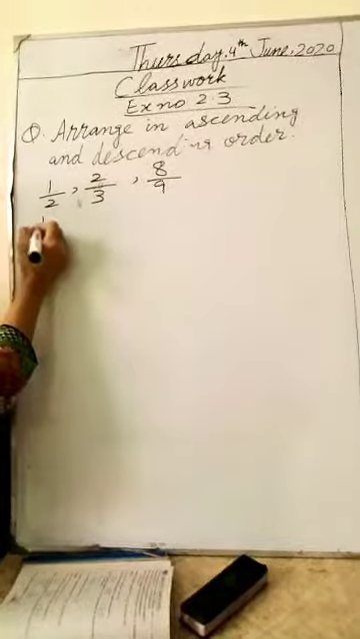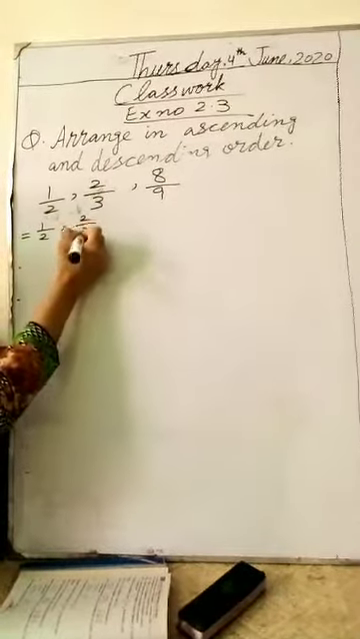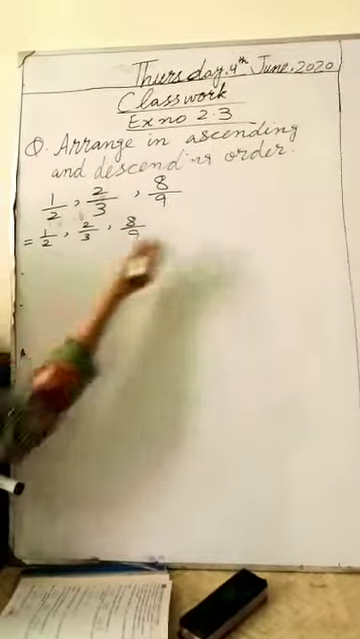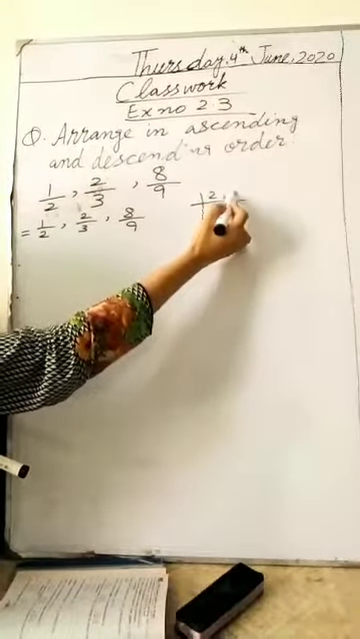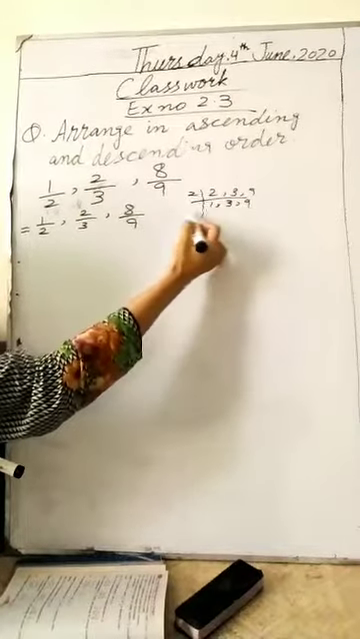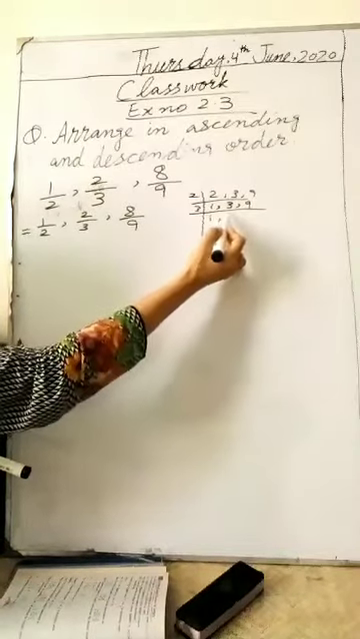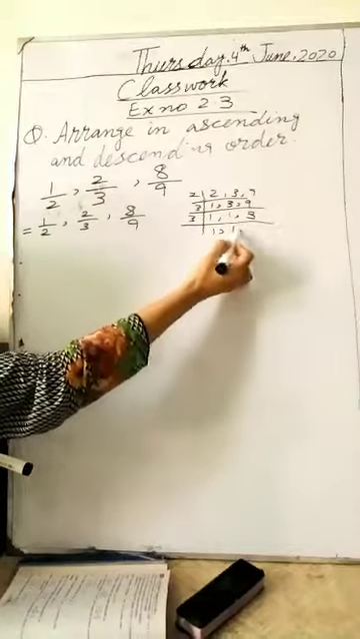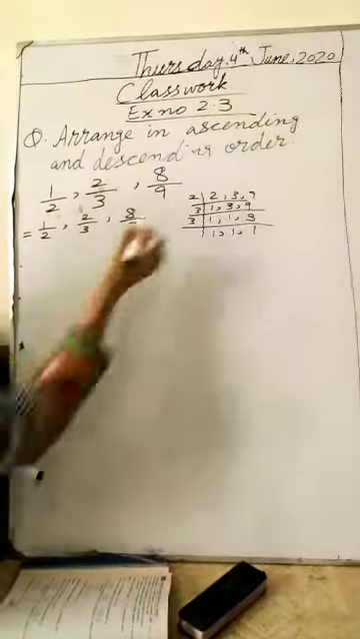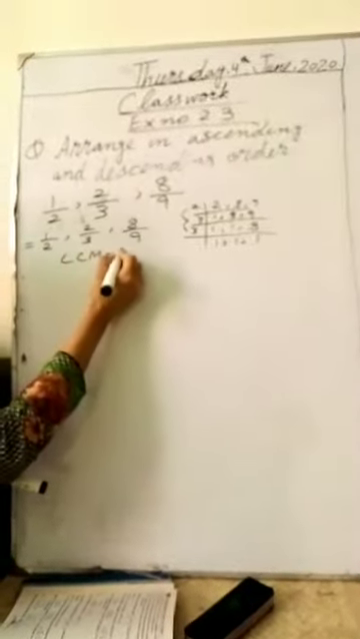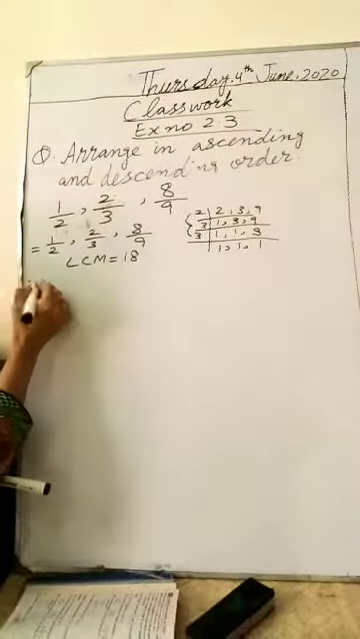First of all, write your question again with the equality sign. See, the LCMs are not the same. Take the common LCM of 2, 3, 9. 2 times 1 is 2, 3 not possible, 9 not possible. Now 3 times 1 is 3, 3 times 3 is 9. 2 times 3 is 6, 6 times 3 is 18. LCM is 18.